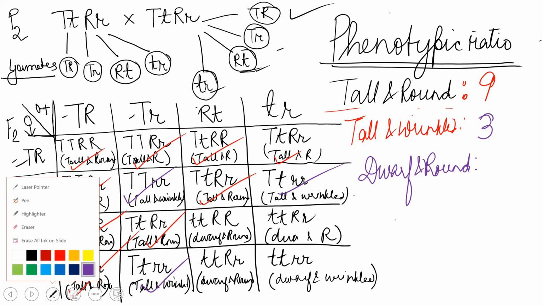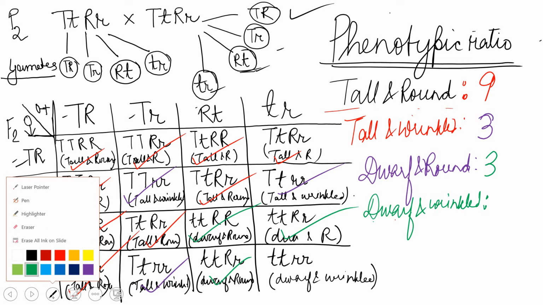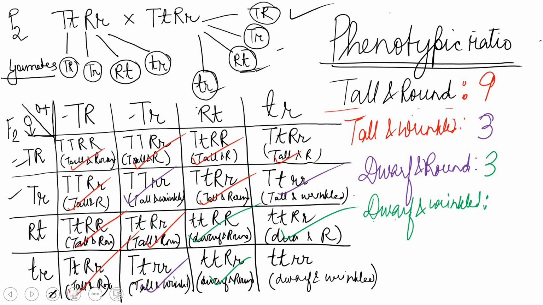Let's change the color of the ink now. What are we going to find? Dwarf and round: 1, 2, 3. Last but not the least, we are going to find how many dwarf in height and wrinkled seeds are here. Let's change the color of the ink now. Let's go with this color. Only this one.